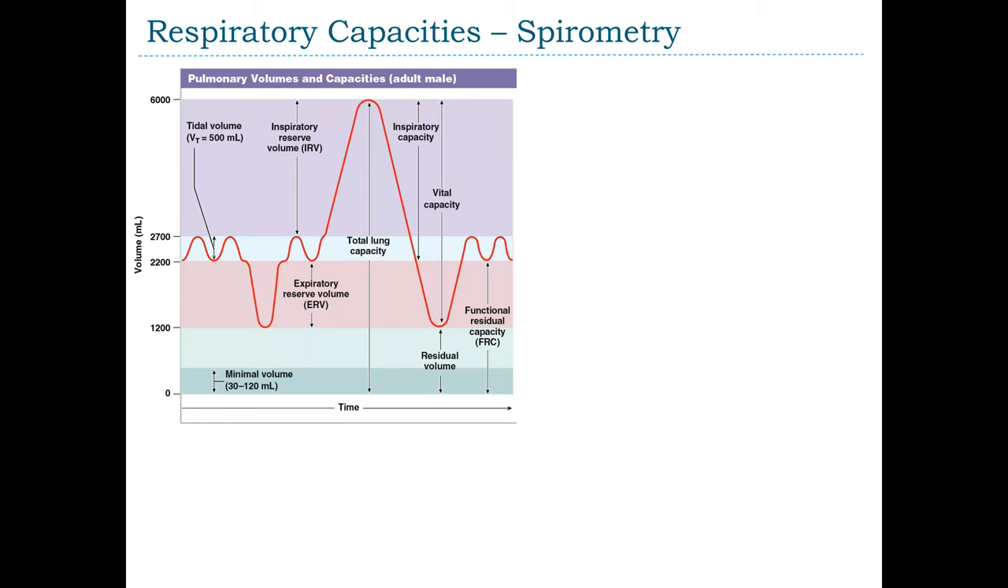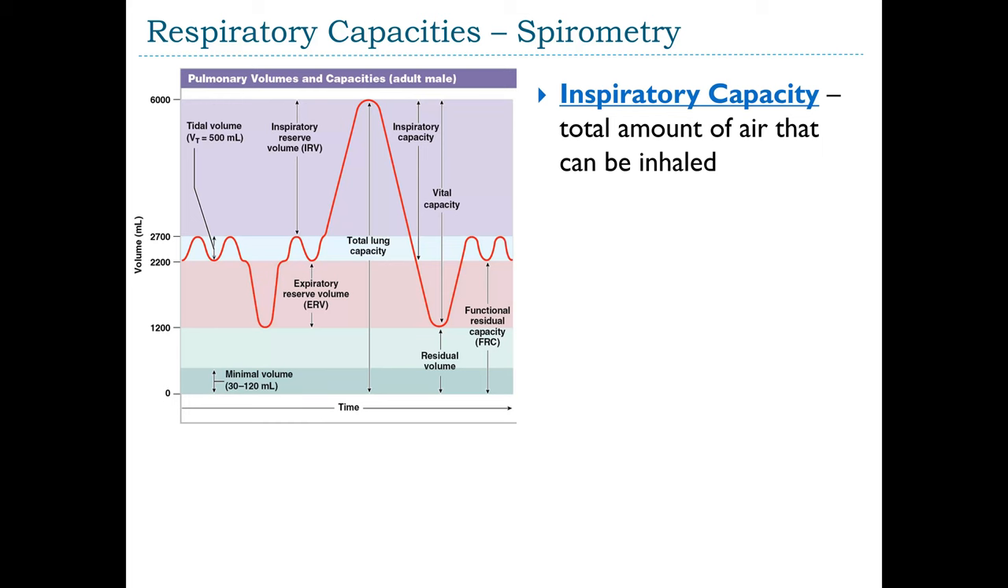So now we'll look at the respiratory capacities. And again, remember the difference between a volume and a capacity is that a capacity is going to be a sum of multiple volumes. So first we have the inspiratory capacity, which is the total amount of air that you can inhale. So it's going to be a sum of the IRV and the tidal volume. So you can see that line here. And you can see it goes through the white area in the middle and the purple area at the top. So it's the IRV plus the tidal volume.